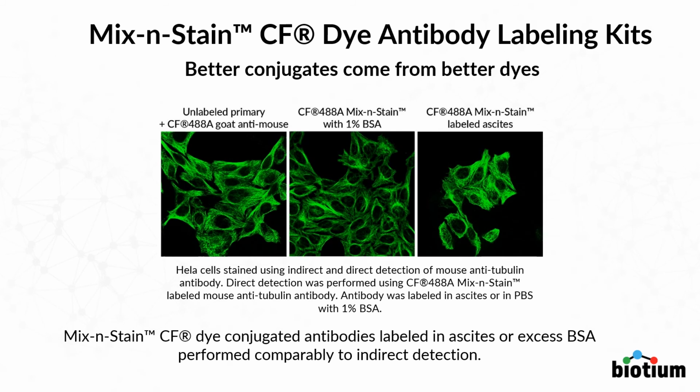And as I mentioned previously, our mix and stain kits are actually able to tolerate a wide range of buffer additives that are present in your antibody solution. This is just an example of an indirect detection of tubulin in HeLa cells using a goat anti-mouse CF488 antibody. The staining is actually very comparable to direct detection of the tubulin antibody, which was labeled with mix and stain in the presence of excess BSA or ascites.